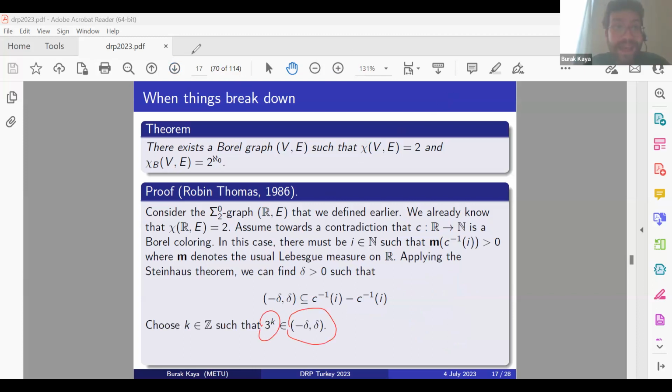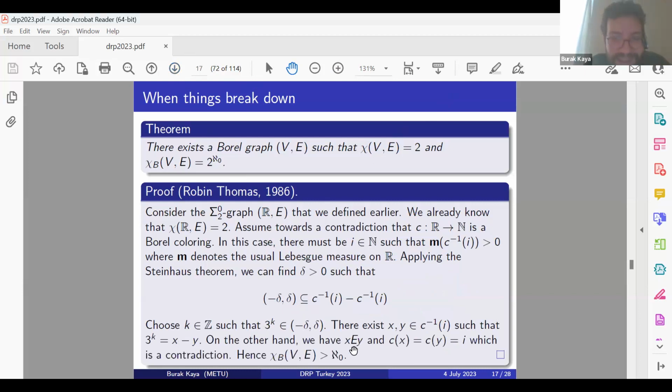Okay, but then by definition, what's going to happen? Because this interval belongs to this difference, there are x and y such that 3 to the power k is equal to x minus y. But that means that x and y are connected by the definition of the graph. But they are both in the inverse image, so they take the same color. But they're connected, and they take the same color. Contradiction. Which means that I can't color this graph with countably many colors using a Borel function. Okay? So things break down, things change drastically.